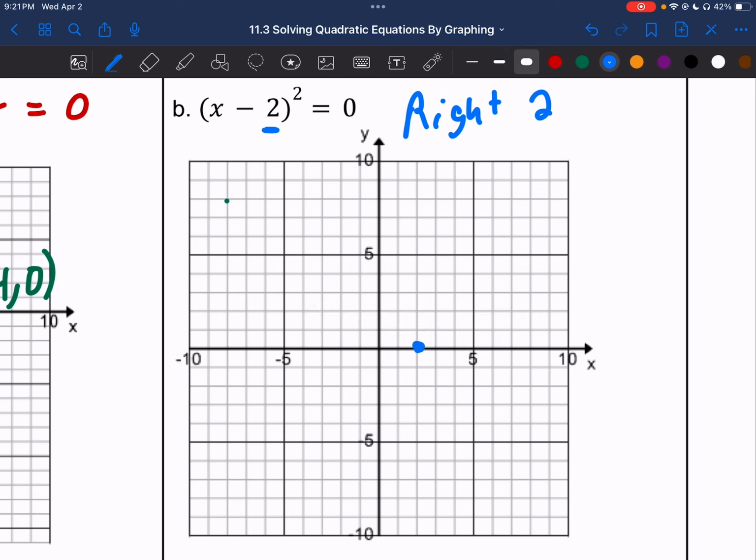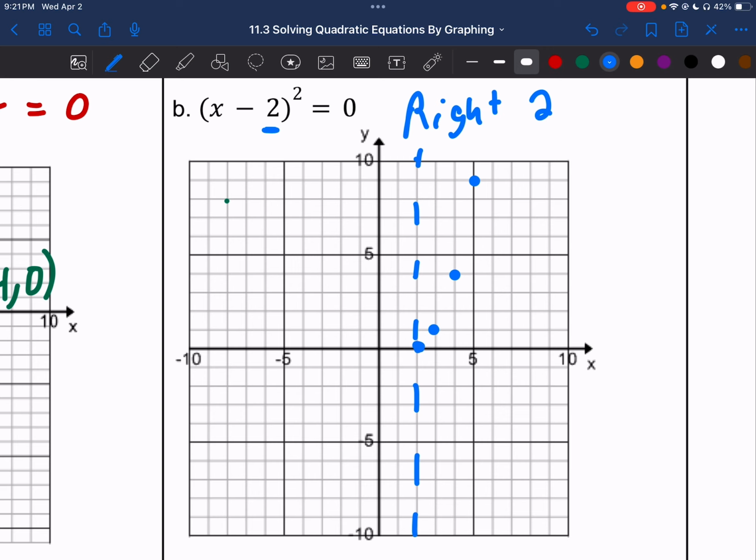So now let's look at these. 3 minus 2 is 1. 1 squared is 1. 4 minus 2 is 2. 2 squared is 4. 5 minus 2 is 3. 3 squared is 9. And I'm going to remember that I have an axis of symmetry that I can work with. My dashed line didn't work very well, that I can reflect across.